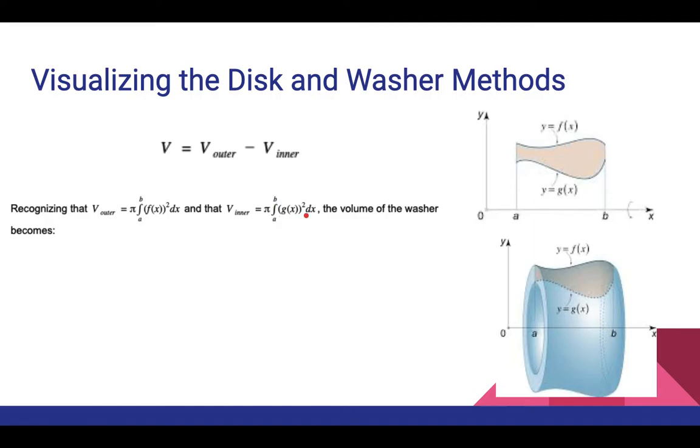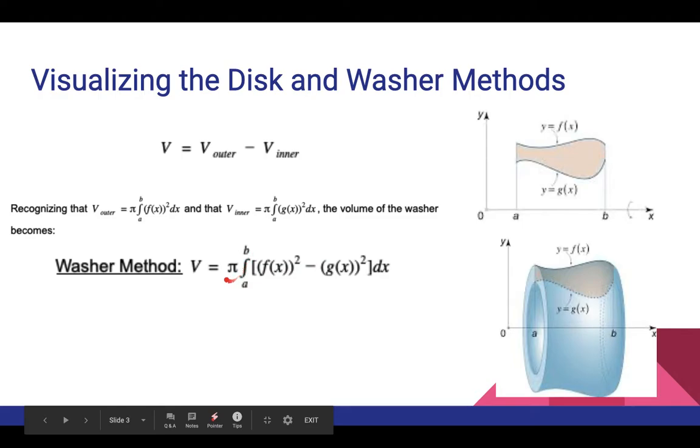So as a result, the volume of our washer is going to become, we can subtract these two integrals right here, and we get that V equals pi. We can factor out pi since pi is on both of these integrals, times the integral of f of x squared minus g of x squared dx.